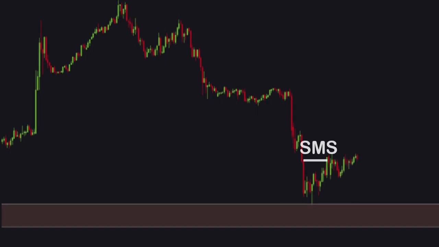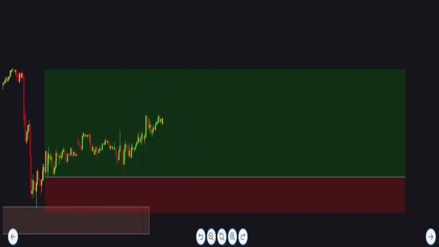The price made a change of character and hence we would initiate a buy position here. We would keep our risk to reward ratio at 3:1. And as you can see here, we ended up making a profitable trade.